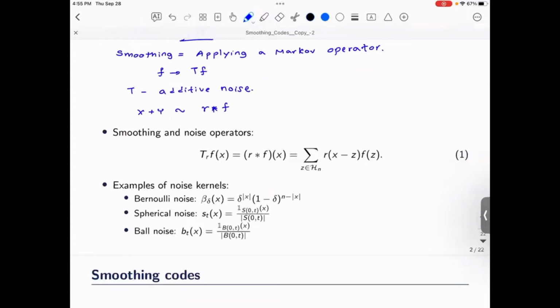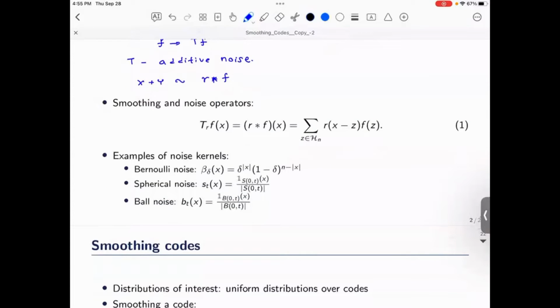It is independent of F, and in almost all the cases we are talking about additive noise. So it is just a convolution. Simply, this operation can be written as a convolution. It is written here. This Hn is just the Hamming space. We call this the noise operator, and this the noisy distribution or smooth distribution.